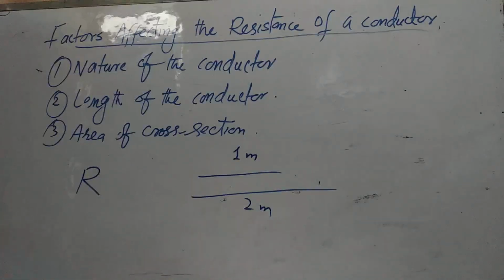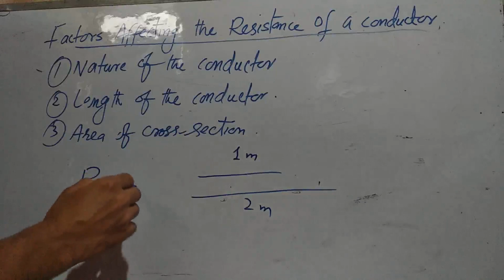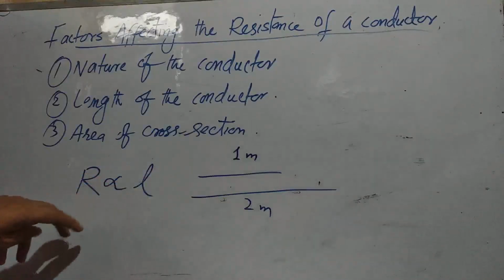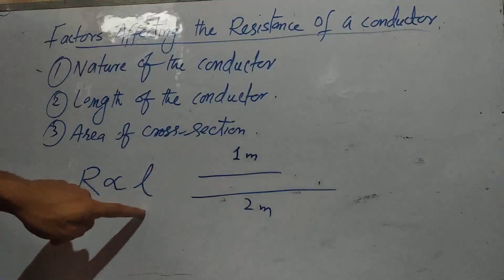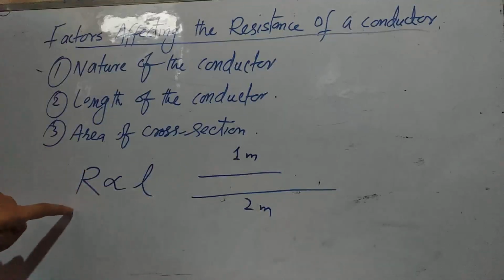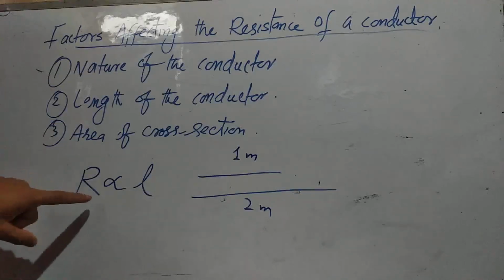So we can write it as R is directly proportional to L. Resistance is directly proportional to the length of the conductor. As the length of the conductor increases, the resistance of the conductor increases. So this is the cause that long electric wires offer more resistance to the electric current.